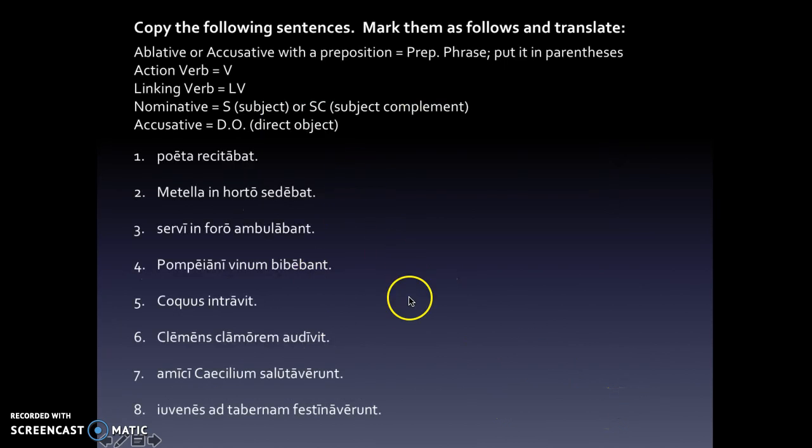All right, we've got 8 practice sentences here. Any ablatives or accusatives that are going with a preposition, put those in parentheses, set them aside because they're a prep phrase. I didn't put it down here, but circle any connectors, oh, never mind, there are no connectors. If you have an action verb, put a V over it. If you have a linking verb, put an LV over it. If you have a nominative, mark it as a subject, or if it's on the other side of a linking verb, mark it as a subject complement. If you have any accusatives left over that are not being used in prep phrases, mark those as your direct object. And so go ahead, pause the video, do all that, and then we will discuss.